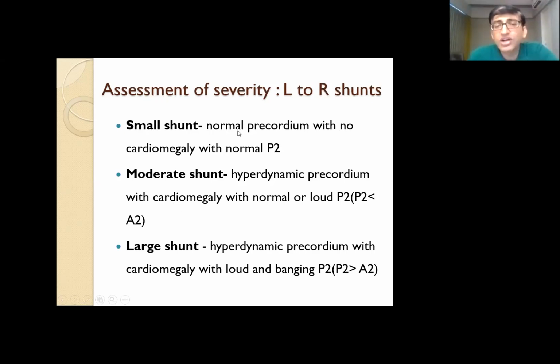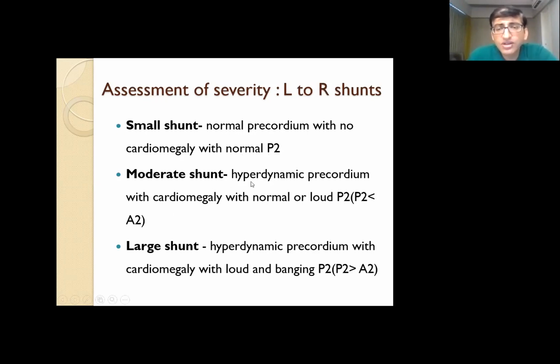If the precordium is normal, not hyperdynamic, there is no cardiomegaly, and the second component P2 is normal, it means the shunt is not of significant size, it is not causing volume overload, and hence it will have a near normal size chest X-ray, no cardiomegaly, no increase in pulmonary vascularity, and a normal P2.